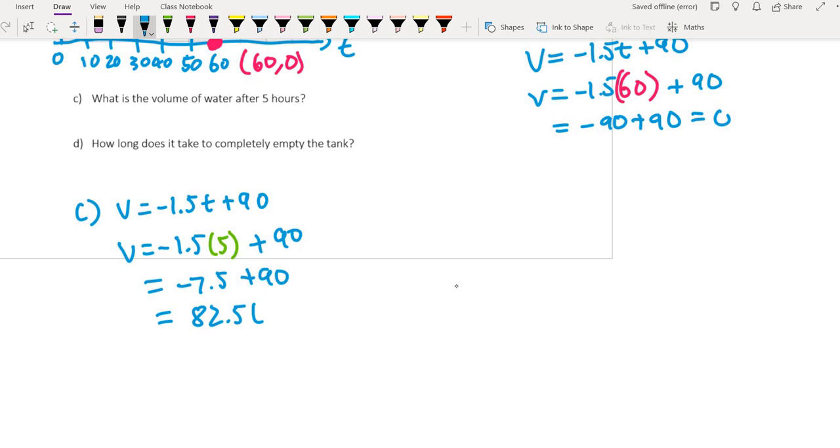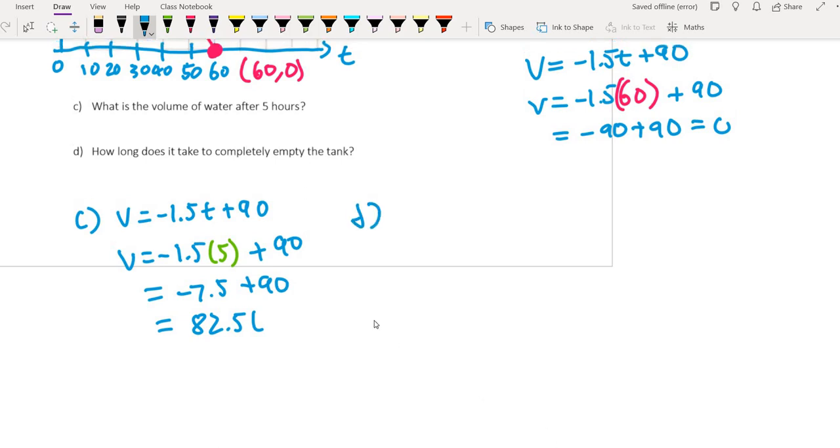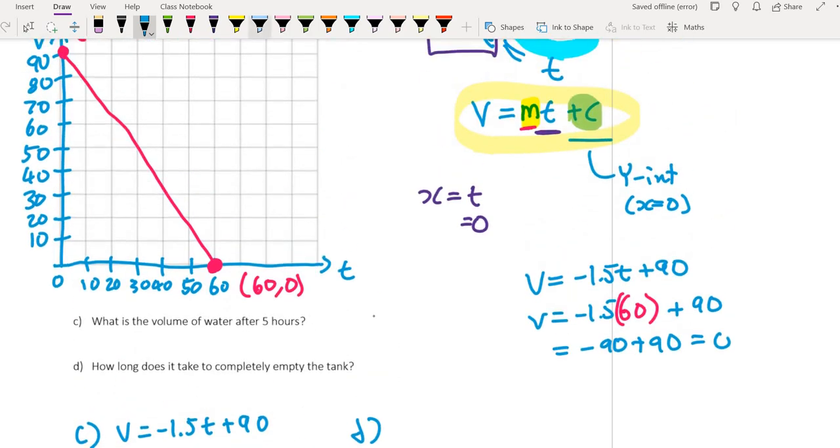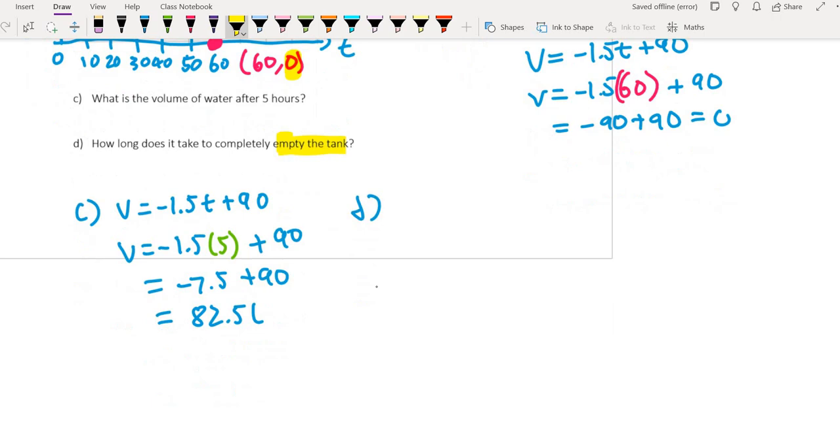And then the next question says, how long does it take to completely empty the tank? We know when the tank is empty, that means volume is 0. So we know this point happens where t is equal to 60 hours.